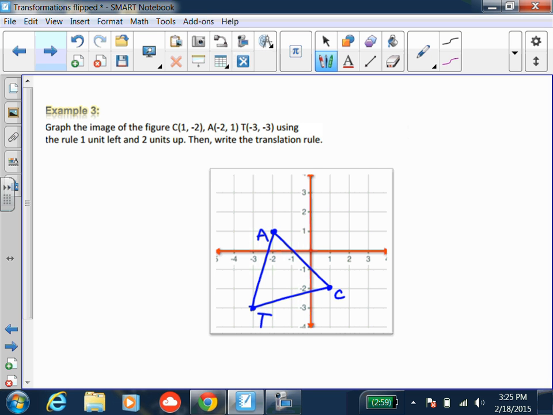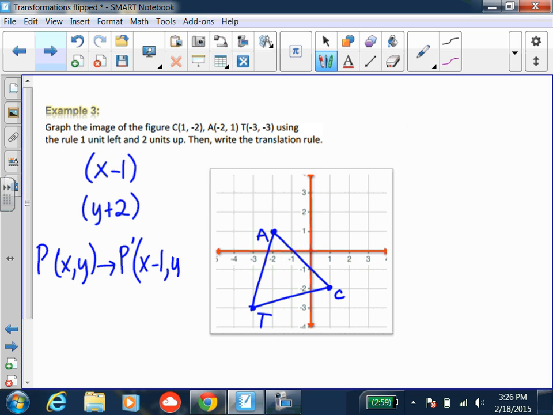Then we want to graph the new image where we move 1 unit to the left and 2 units up. That means our x is going to be minus 1, and our y is going to be plus 2. So if we were going to write this, we would say P(x, y), so my P prime is going to be (x - 1, y + 2). So let's write some new ordered pairs.